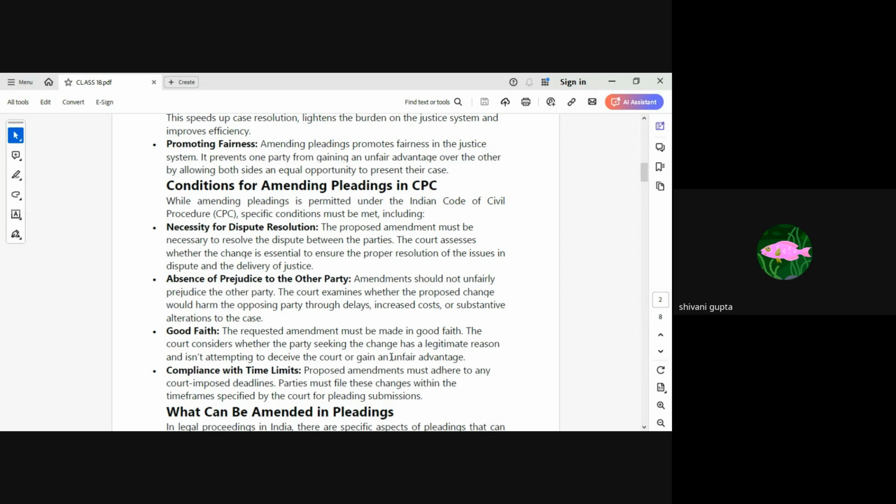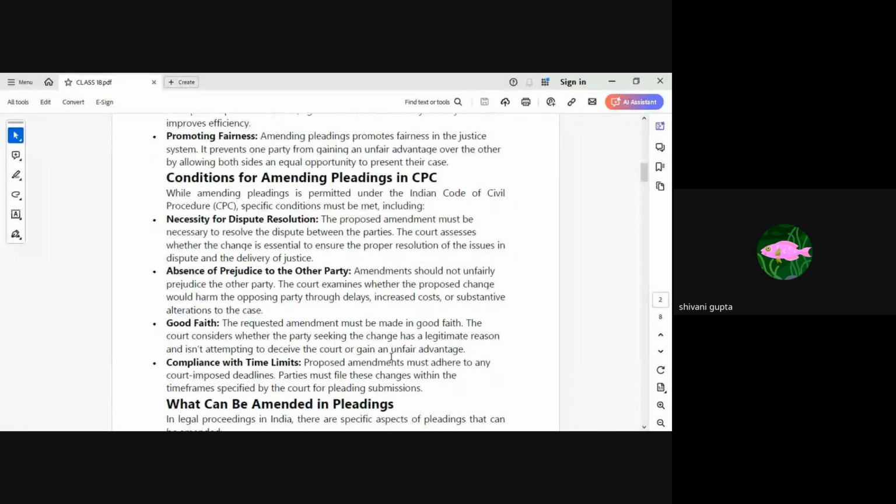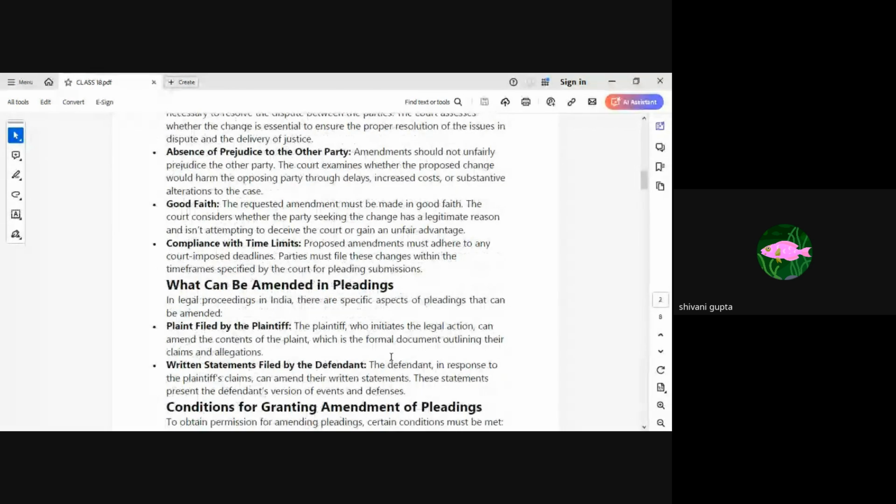Now is the good faith. Good faith means that the amendment must be made in good faith, that the party seeking the change has a legitimate reason and is not just deceiving the court or gaining any unfair advantage. Next is compliance with the time limit.